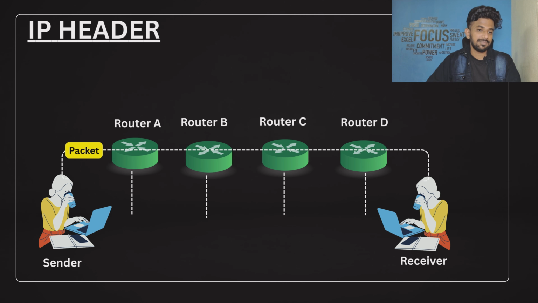How does TTL work? When a packet is created, the sender assigns the TTL value. For example, 64, 128 or 255. These values depend on the operating system.